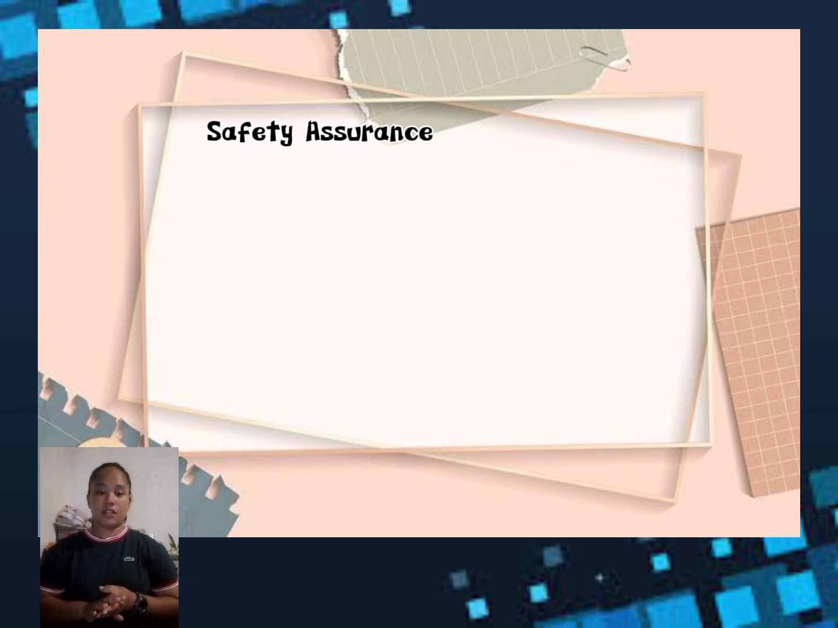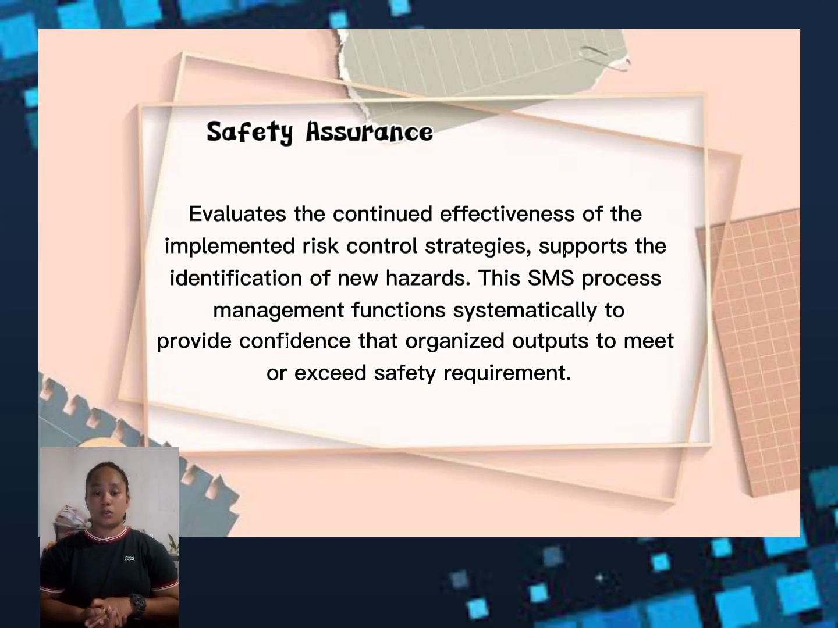Third is safety assurance. Safety assurance evaluates the continued effectiveness of implemented risk control strategies and supports the identification of new hazards. This SMS process management functions systematically to provide confidence that the organization's output meets or exceeds safety requirements. It provides insight and analysis regarding opportunities for improving safety and minimizing risk.